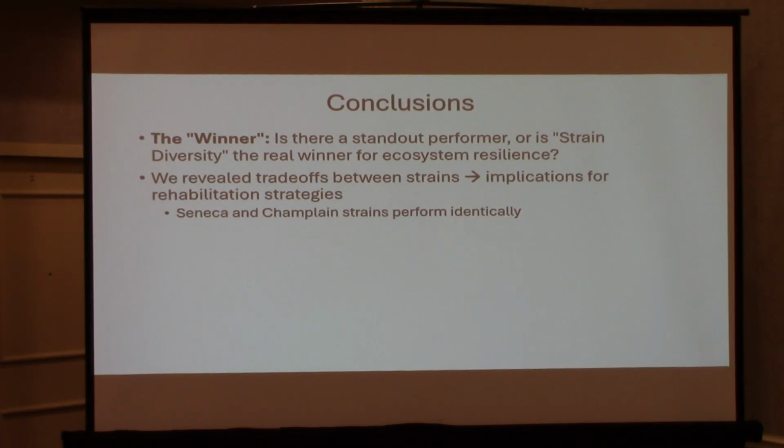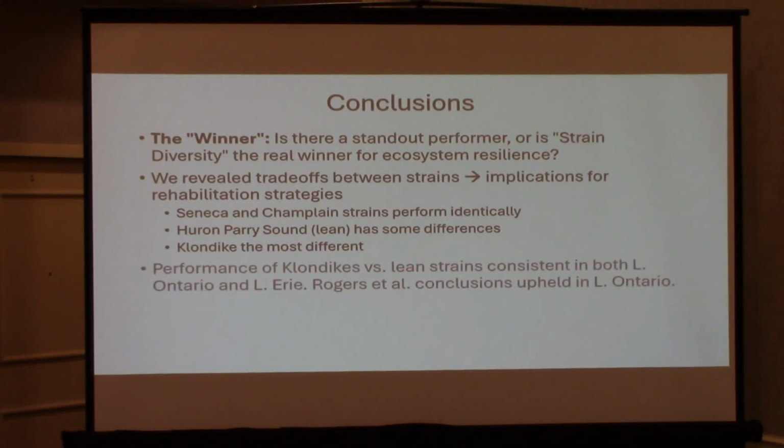Seneca and Lake Champlain kind of surprised us, but maybe not super surprising. They seem to perform nearly identical. Huron Parry Sound seems to have some differences. This is a strain that's currently being used, as well as Seneca and Lake Champlain. So it'd be interesting to see how this one tends to differ and why it differs. The Klondikes tended to be the most different, and our results were largely upheld when we compared them to Lake Erie.